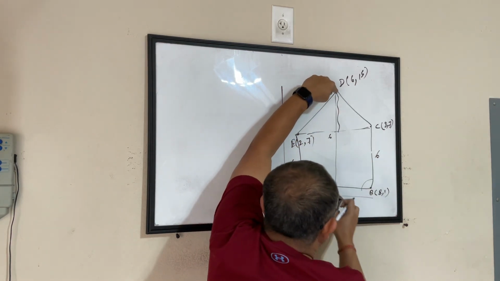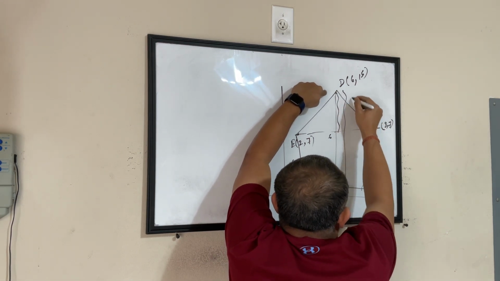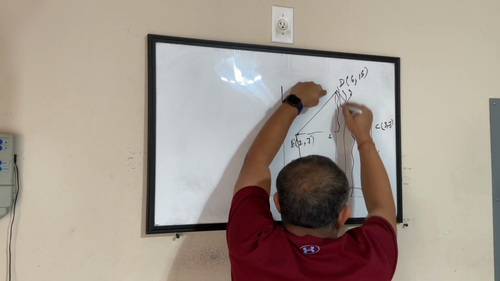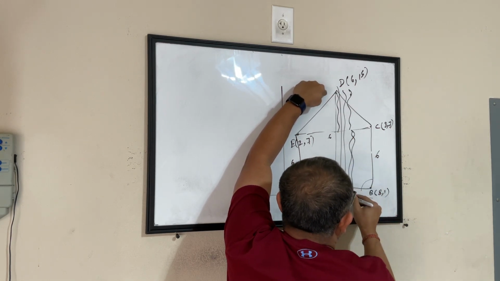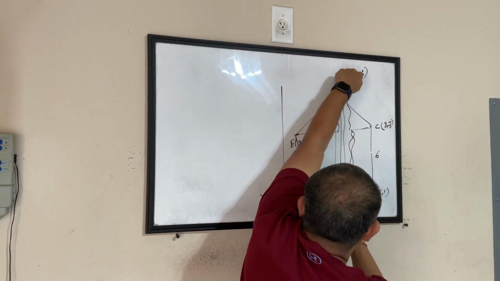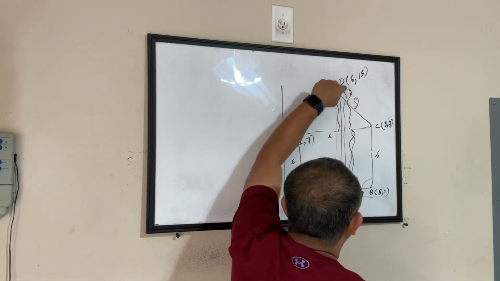This height will be a difference of this minus this. So the whole height minus this height, if I do that, I find this height. And here to here is 15 and here to here is 7. So this part is 8.